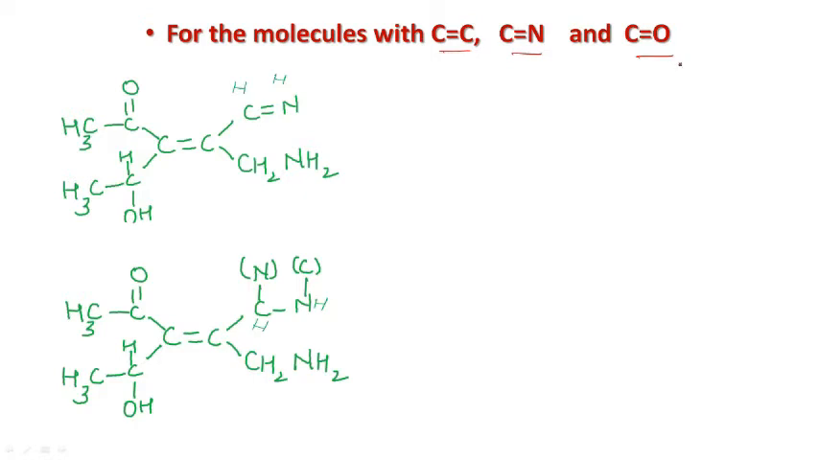If we have molecules with C double bond C, C double bond N, C double bond O and C triple bond C type of substituent groups attached to the double bonded carbon, then how are we going to decide the priority? So I am having an example of such type of molecule.